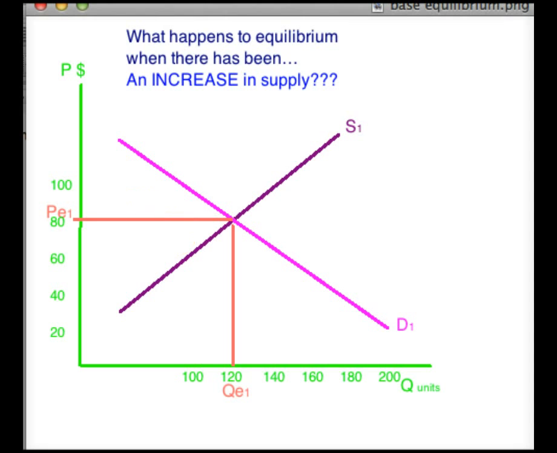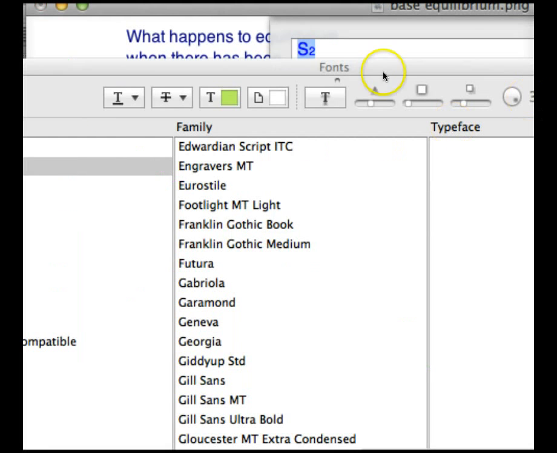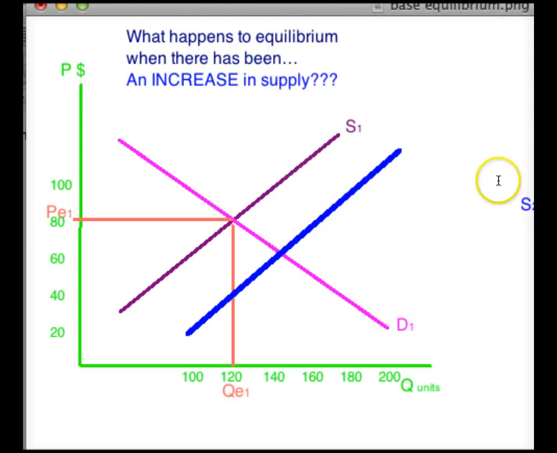So now we're going to look at what happens when there's an increase in supply. So we'll start by drawing our new supply curve. So here's our original one, S1. There's been an increase in supply, so we need to go out, moving to the right. And we'll label that here. So there's our new curve. We've moved from this equilibrium price of 80 and equilibrium quantity of 120 to this one here now. This is our new equilibrium just here.